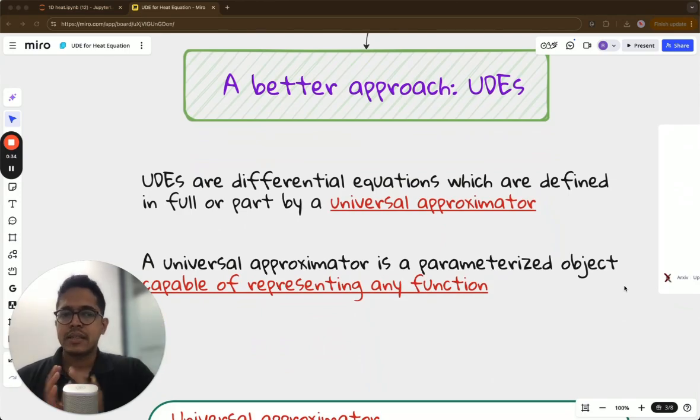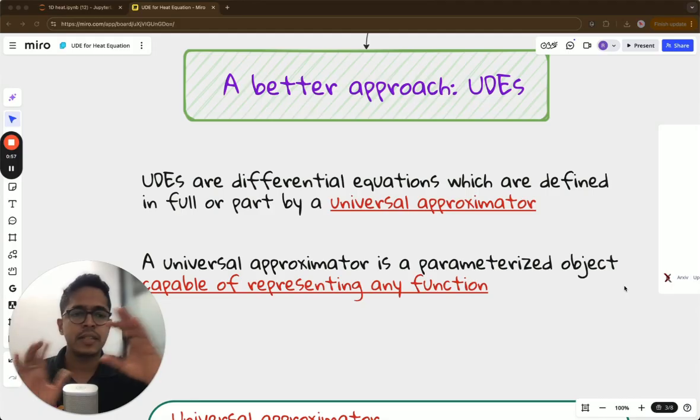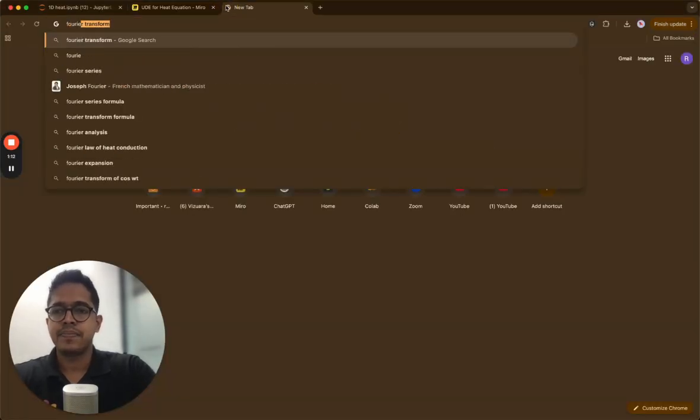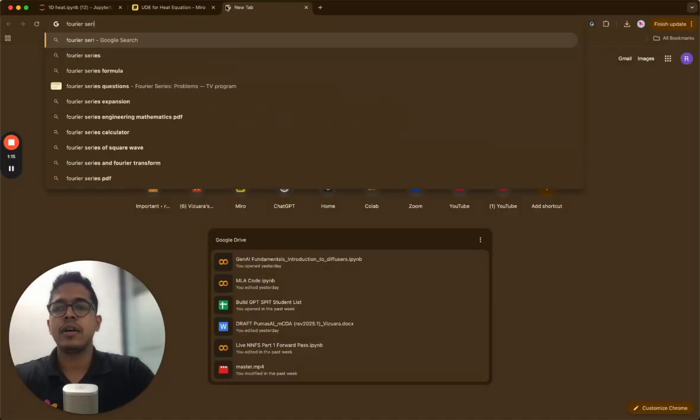Universal differential equations are defined either partly or fully by any type of universal approximator. A universal approximator is a function which allows you to approximate any universal function. So let's say you have a data set which is generated by simulating some function, right? This function can be of any degree of complexity. A universal function approximator is a way in which you can define a parametric function. One example is the Fourier series, right? So a Fourier series can be fit on a square wave.